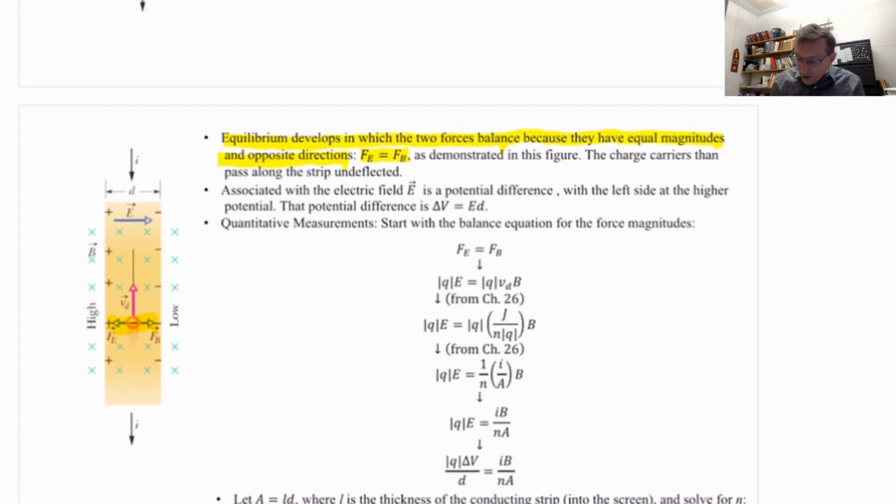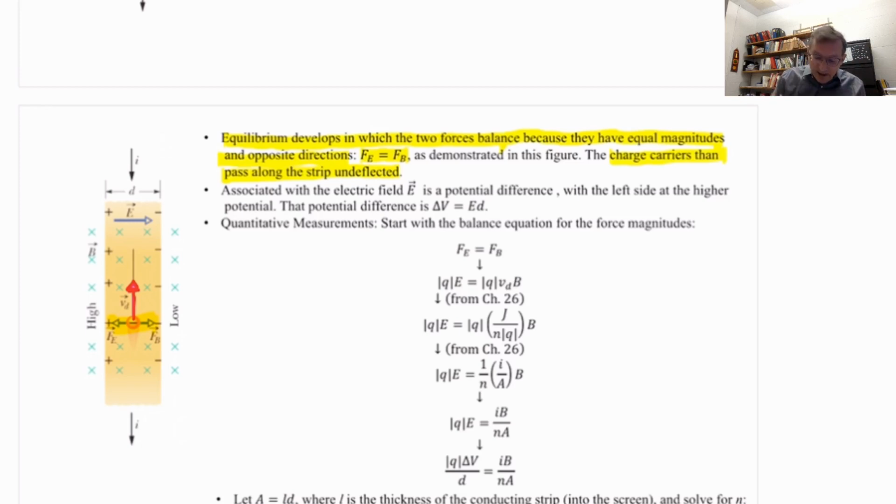And then, as I said, the charge carriers that haven't already been piled up on the two sides can pass along the strip undeflected. Remember, I have pretty much an unlimited supply of these conduction electrons. All right, so that's what we're interested in now, this equilibrium or steady state situation. So no more deflection. The V drift for the conduction electrons is straight up through the strip.